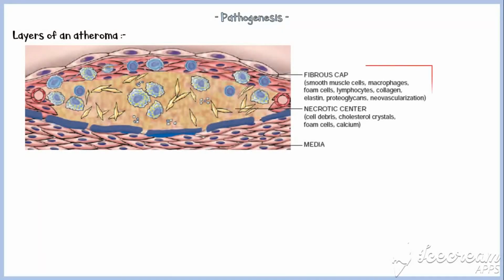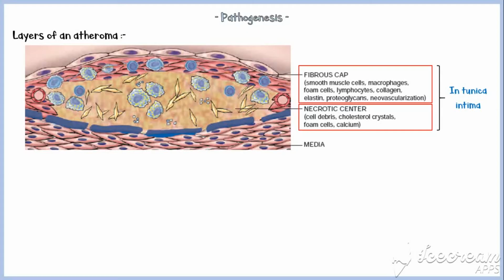Now let's discuss the pathogenesis of atherosclerosis. There are two major layers of an atheroma: the fibrous cap, which is mainly composed of smooth muscle cells, and collagen and elastin fibers. Additionally, macrophages, foam cells, lymphocytes, and neovascularization. Deep to the fibrous cap is the necrotic center, which contains cell debris, cholesterol crystals, foam cells, and sometimes calcium. It is important to note that atherosclerotic lesions occur in the tunica intima of the arterial wall.